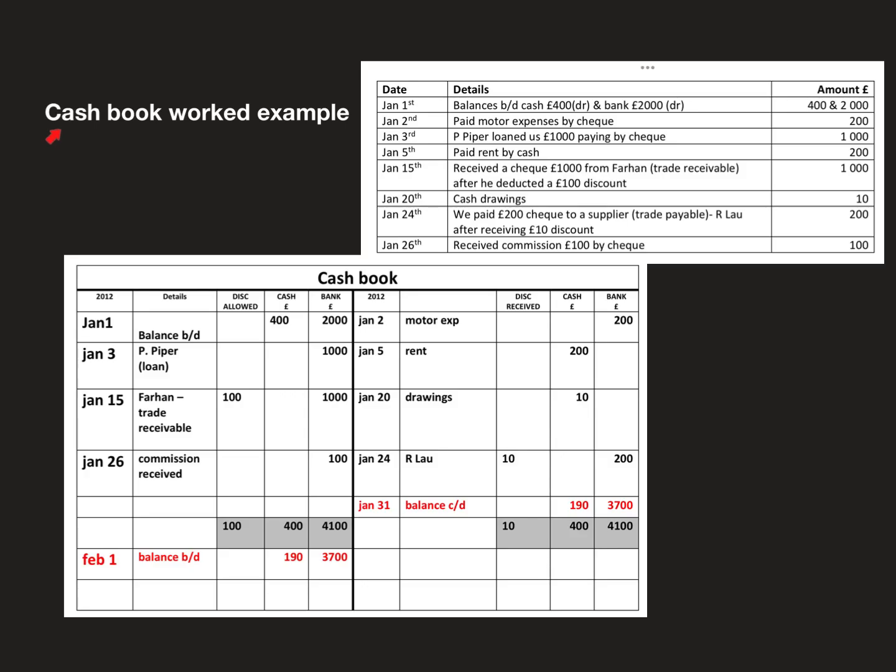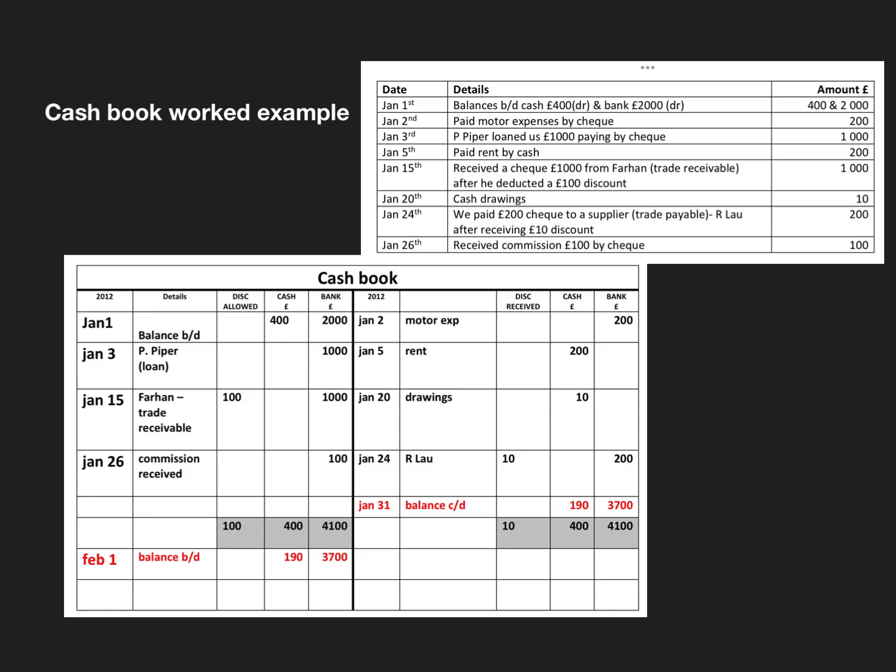In this video, I'm going to be going through a cash book worked example. What I have here is a question for the month of January. We have transactions stemming from the 1st of January to the 26th of January. We can see the amounts, and we can see what each of the transactions relate to.